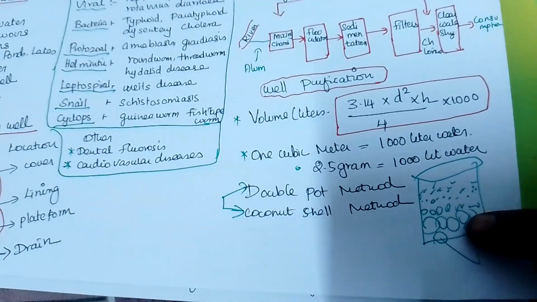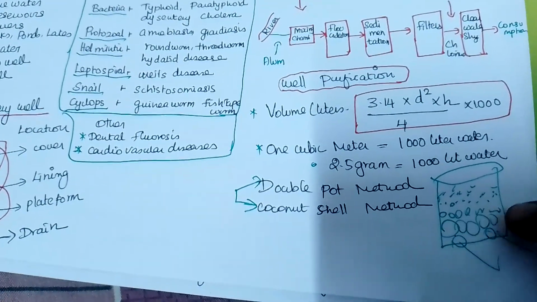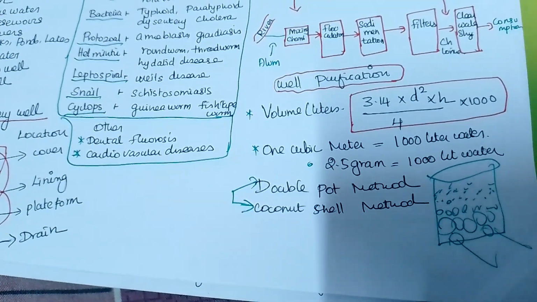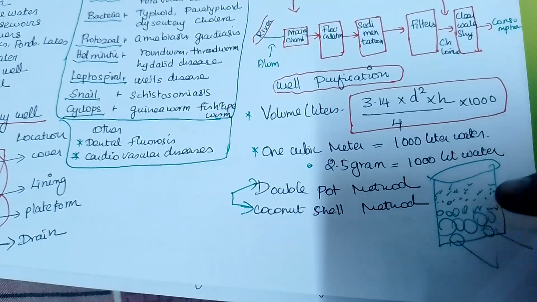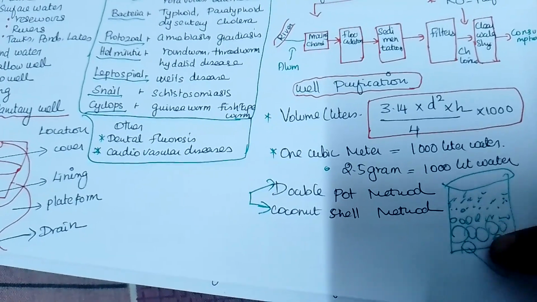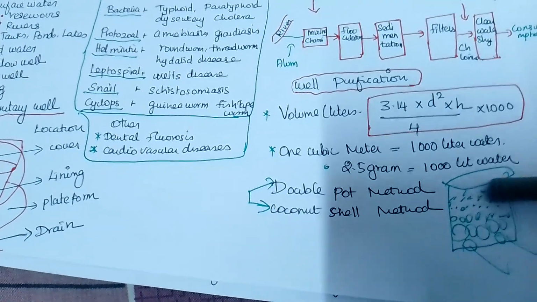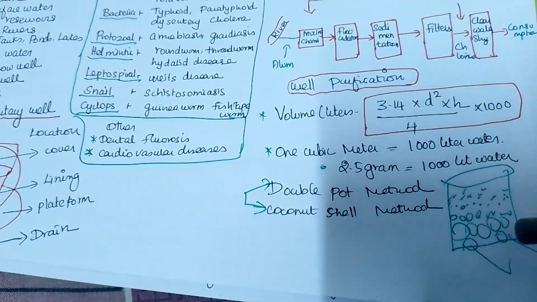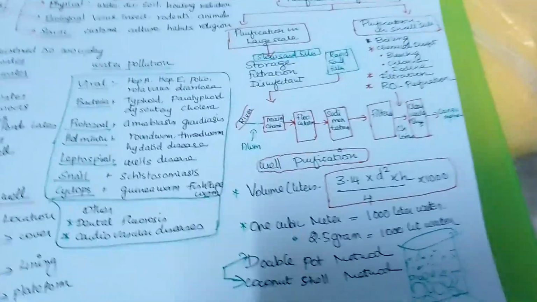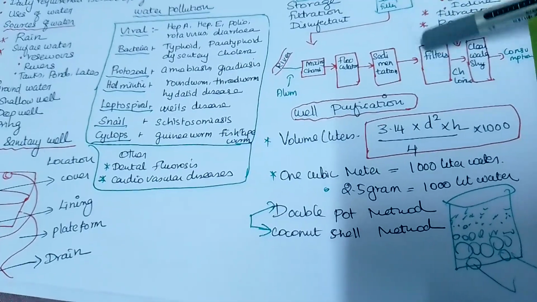Sometimes in some houses the lead content is very high. These filters are kept on the terrace, so the water passes through and the lead content is removed. It's a very cheap and the best method of cleaning, but it takes time. You can supply only a small population. For one village it will be okay, but for big cities you have to go for rapid sand filters.